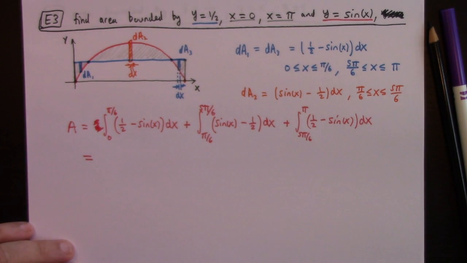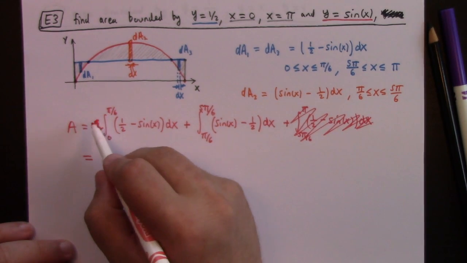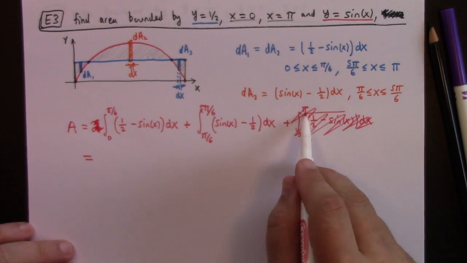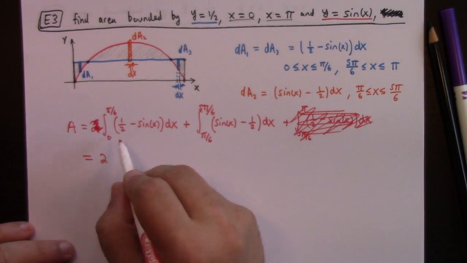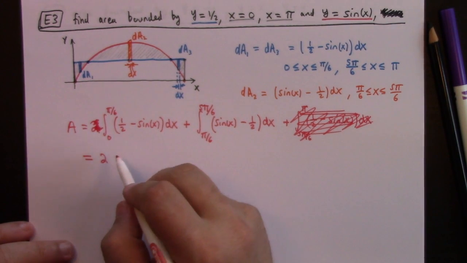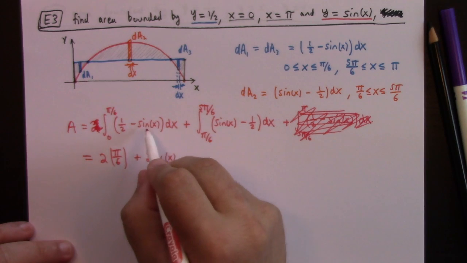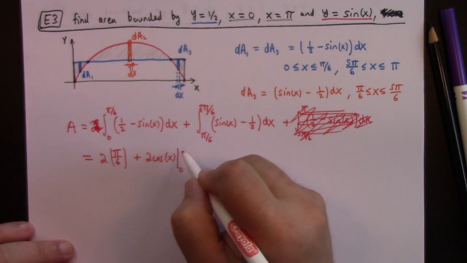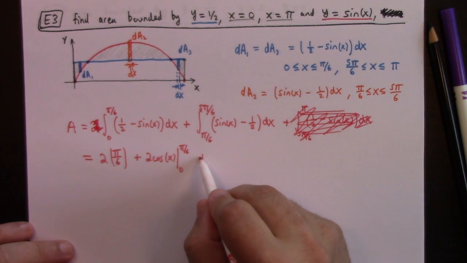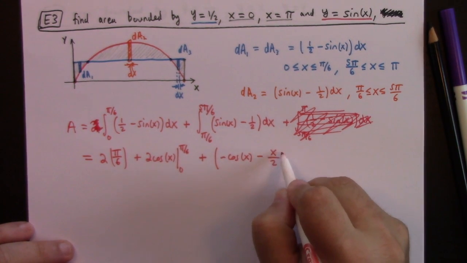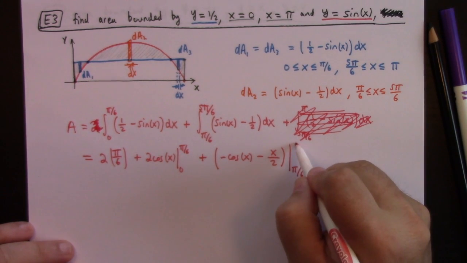Oh, fine, I'll stick with it. I'm sorry, guys. There's some tricky way to do this in terms of subtracting areas, but let me just stick with my original approach. So this is 2 times: 1/2 integrates to x, but that's just going to be 2 times pi over 6, from that 1/2. And then plus 2 cosine x, because this minus sine x integrates to cosine x, evaluated from 0 to pi over 6. And then plus, in parentheses, minus cosine x minus x over 2, evaluated from pi over 6 to 5 pi over 6.